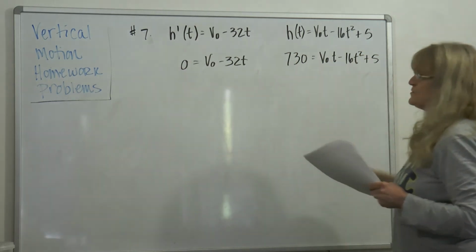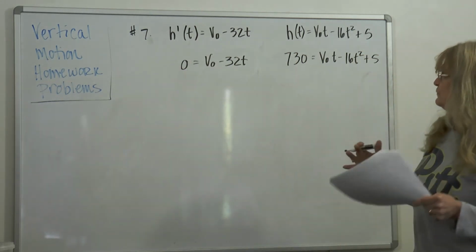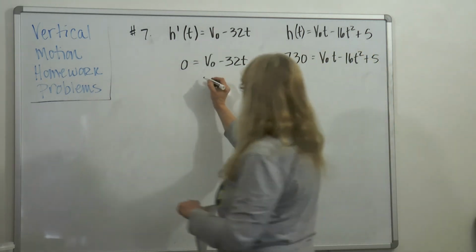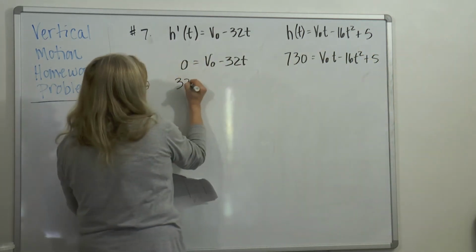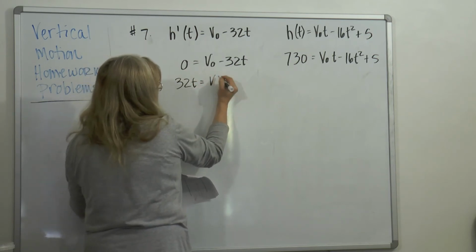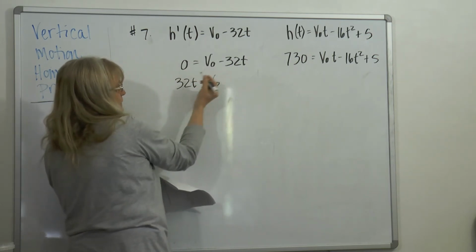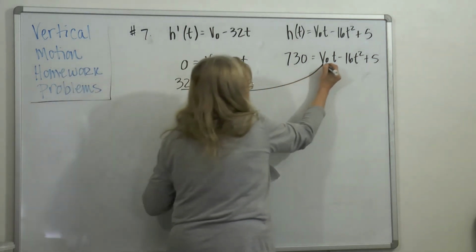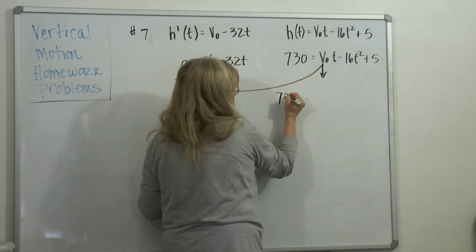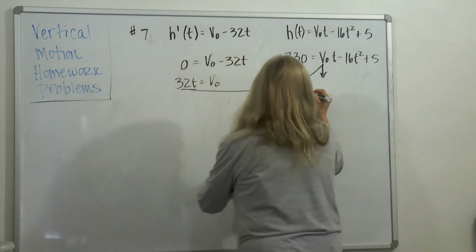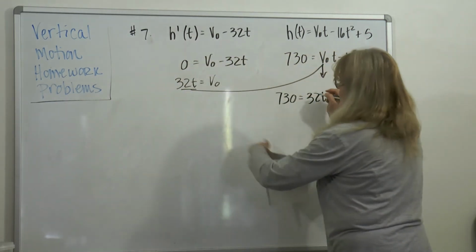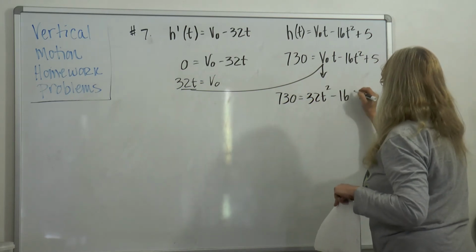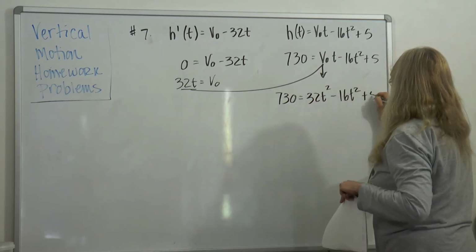I have two equations for max height, two variables. We have to pare it down. Easiest thing to do is to solve for v sub naught in terms of t. Okay, add that to both sides. Take this definition of v sub naught and put it in here. So 32t times t is 32t squared minus 16t squared plus 5.